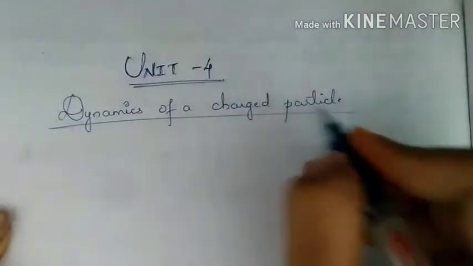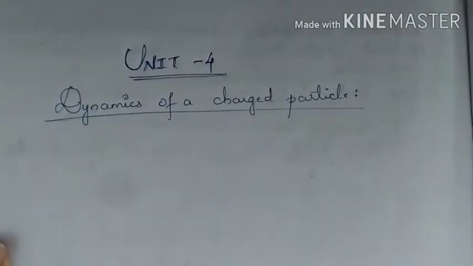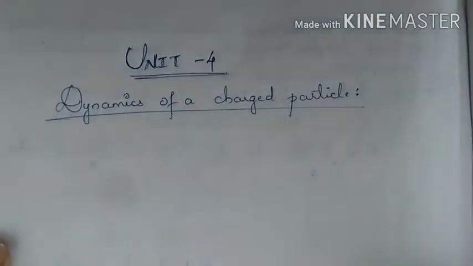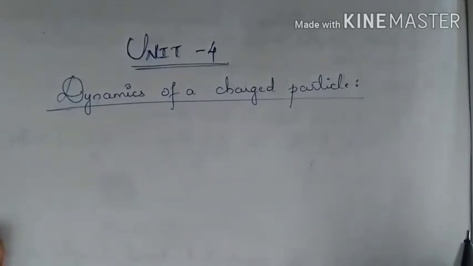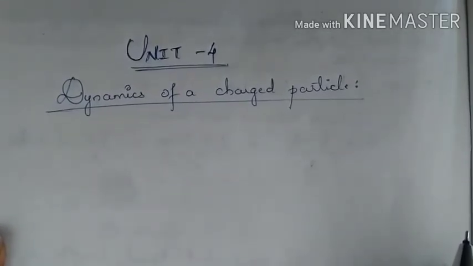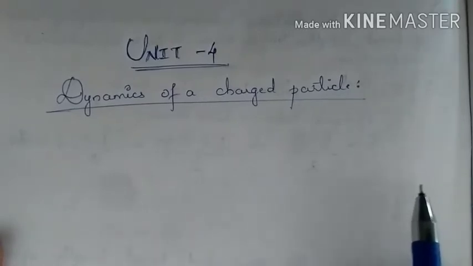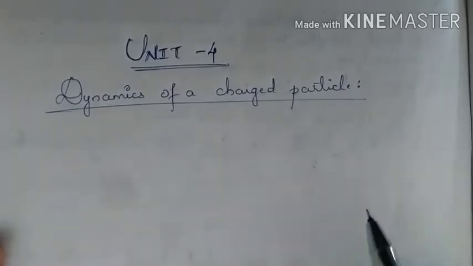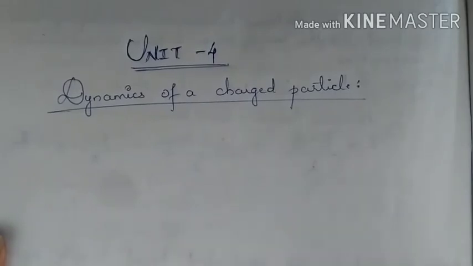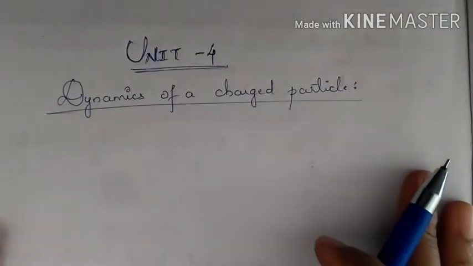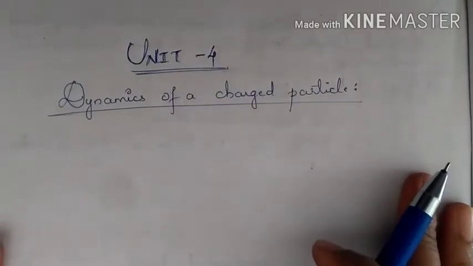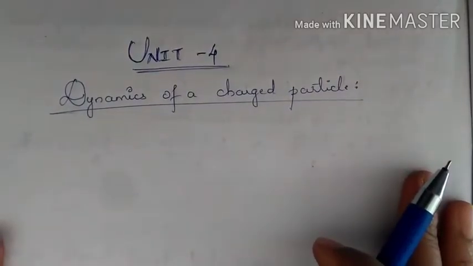So this is again a new unit, dynamics of a charged particle. This unit is comparatively small. It has only 4 sections. In the first section we learn charged particle in a uniform electric field, in the second, energy acquired by the charged particle, in the third, motion of a charged particle in a uniform transverse electric field, and last, charged particle in a constant uniform magnetic field.